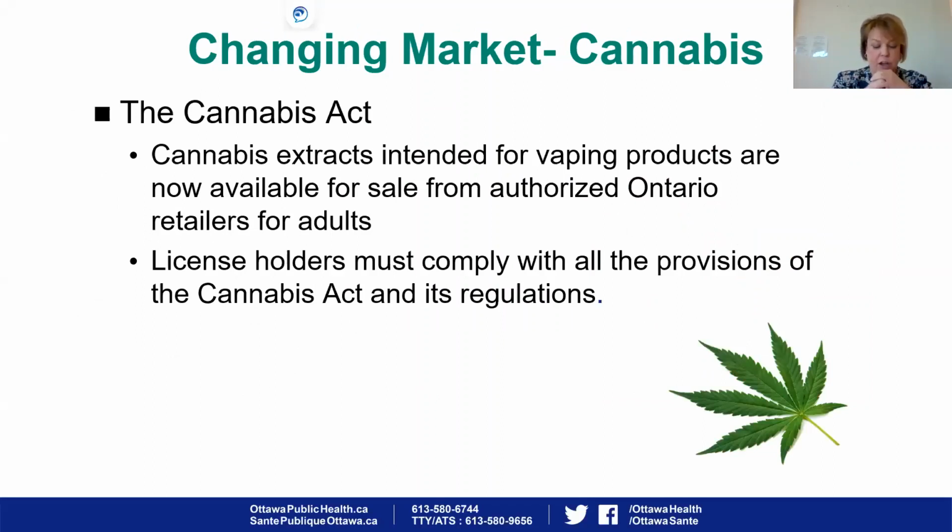I'd like to switch gears and talk a little bit about vaping cannabis. So new this year, federally licensed producers are allowed to produce cannabis extracts for vaping products. Cannabis products intended for vaping are available from authorized Ontario retailers for adults aged 19 or older. So under the regulations, ingredients that can be used in cannabis extracts, including vaping products, are restricted. According to Health Canada, cannabis extracts are not permitted to contain anything other than carrier substances, flavoring agents, and substances that are necessary to maintain the quality and stability of the product.